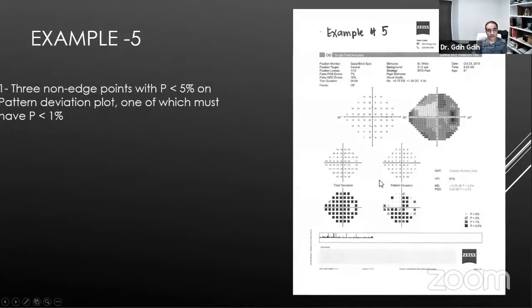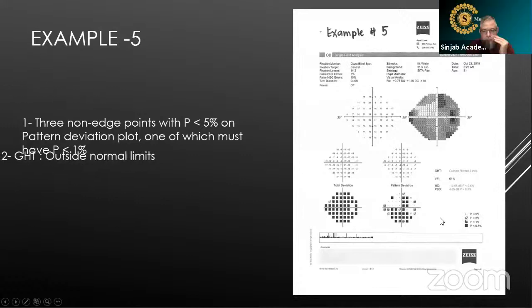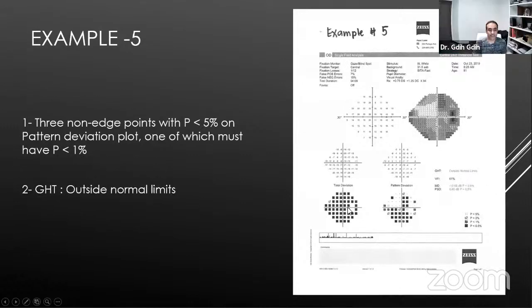Okay, so do we have points? Now it's become easy, right? We have more points than we need, right? GHT outside normal limits. PSD less than 5%. So they are all check marks. This one is with an inferior arc width with upper paracentral scotomas and probably some fixation losses. See, they're almost going to lose fixation. Look at the number there, 11. So they're getting very close to split fixation.